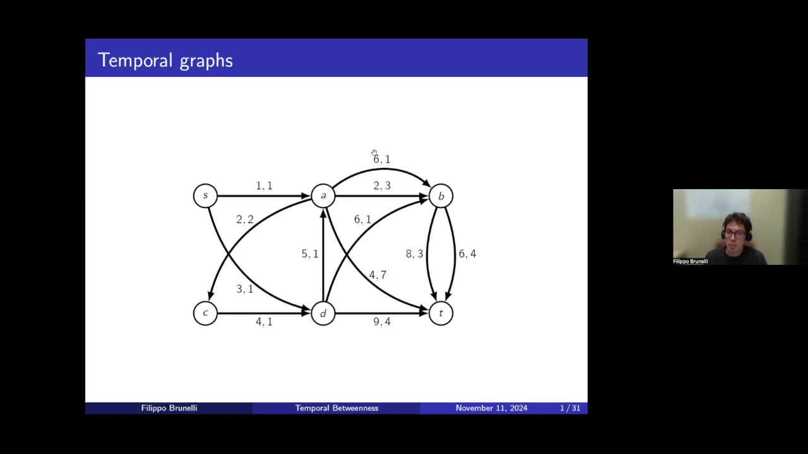The first label is the departure time of the edge, and the second label is the travel time of the temporal edge. So for example, this temporal edge here from A to B with labels 2 and 3 means that we can leave node A at time 2, then it takes 3 units of time to reach B, which means we're gonna reach B at time 5.